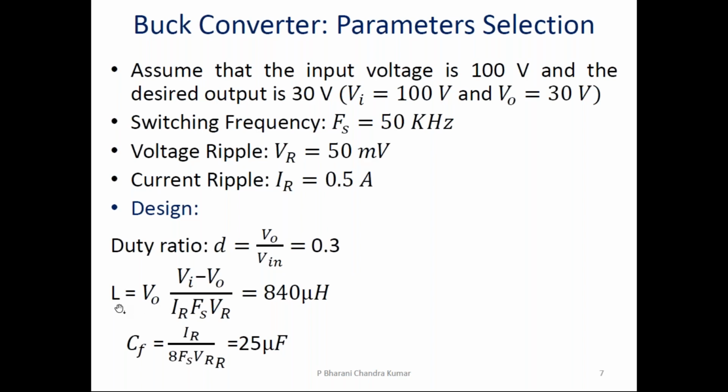And this is the way to calculate L and CF. These are standard design formulas that you can find in standard textbooks or reference papers. All other parameters are given: V naught, VI, IR, FS, VR. If I substitute all these values here, I get the inductance value as 840 microhenries. Similarly, CF is the capacitance.